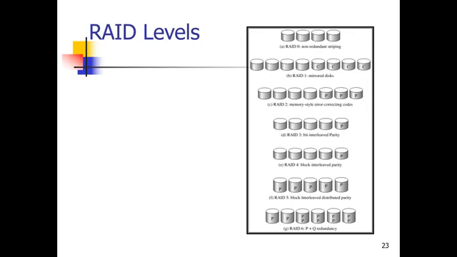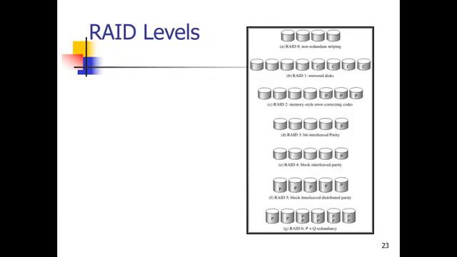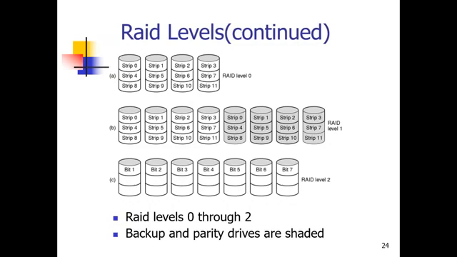So RAID level 0. Let me go to the next slide where I have explained the individual levels. See RAID level 0, where we are dividing the data into strips, and there is no replica. That's why we call it non-redundant striping. A strip means the block of information that will be stored, and the data is not replicated.